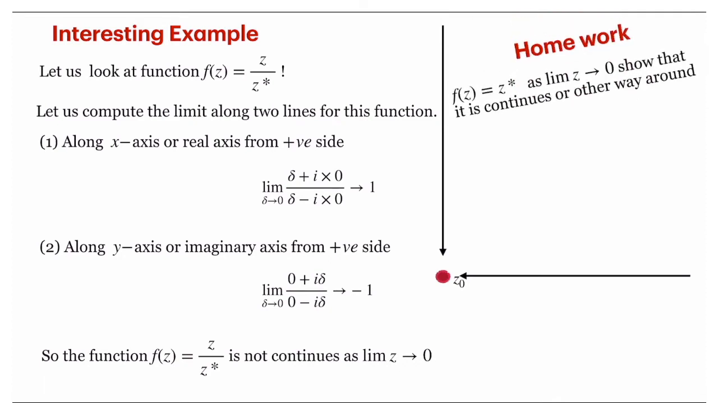Homework, take a simple function f of z is equal to z star and work out as z going to 0 whether this function is continuous or not. So it's not the simplicity or complexity of the function which makes it continuous or discontinuous.